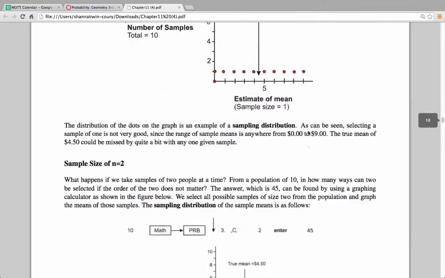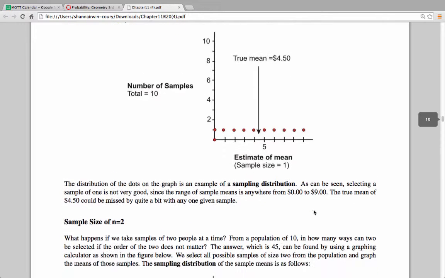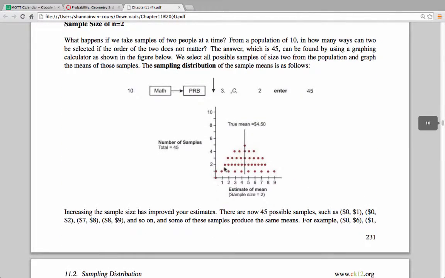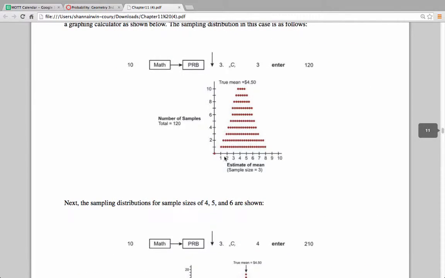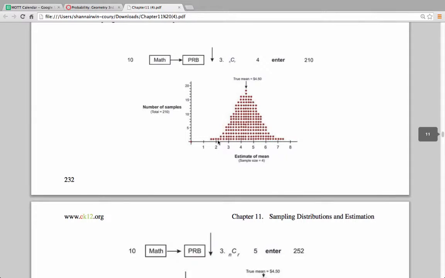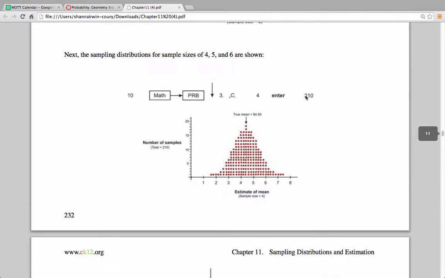One thing to note is that on this one, you only had dots over whole numbers. Here you had them over halves and wholes because you were dividing by 2. Here it's over 1/3, over 2/3, or wholes. 1/4, 2/4, 3/4, and wholes. There are 210 ways to have 4. And this is what the distribution looks like.